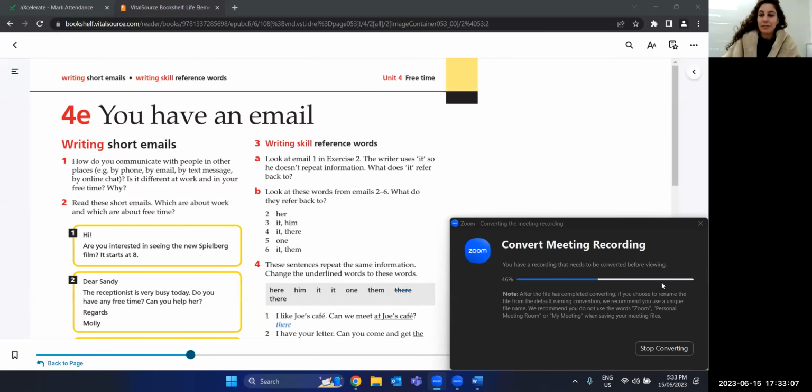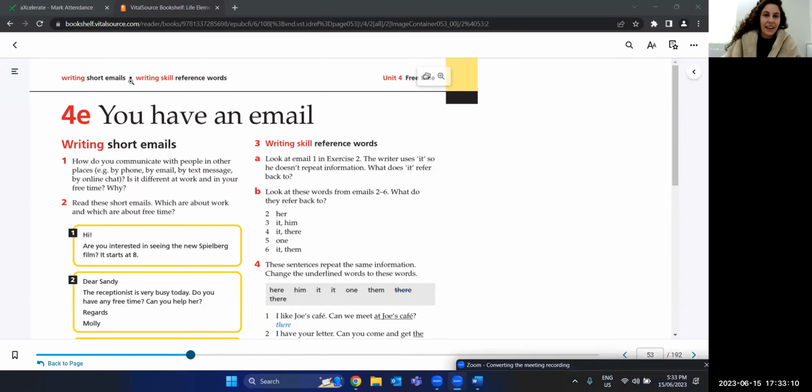Okay, so let's look. We are in 4E, and you have an email. How do you communicate with people in other places? Do you phone call someone? By email? By text message using your phone, SMS? Or by online chat? Is it different at work and in your free time, and why? Does anyone have any experiences of needing to write an email?